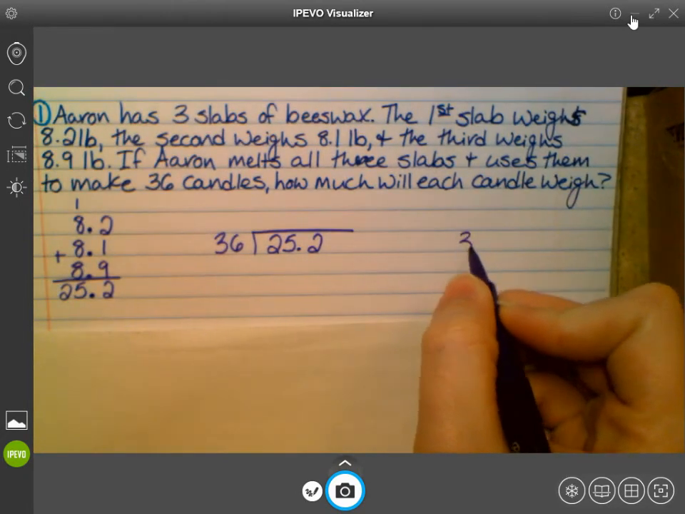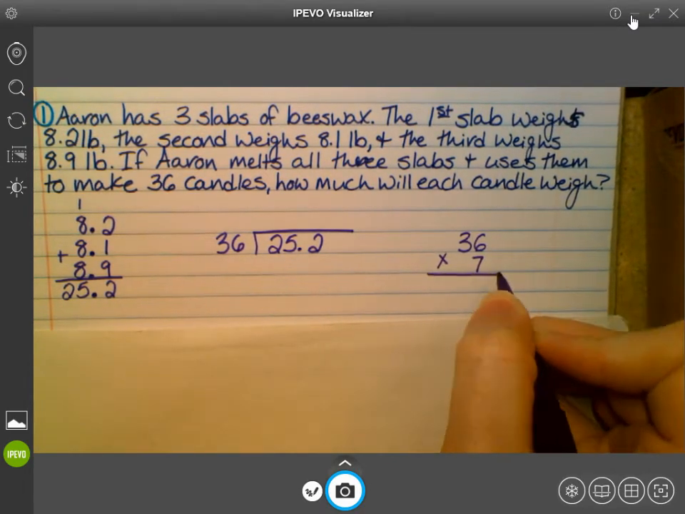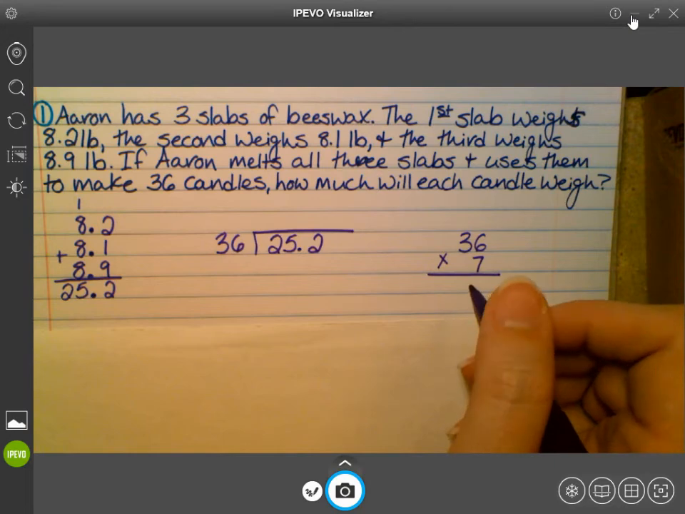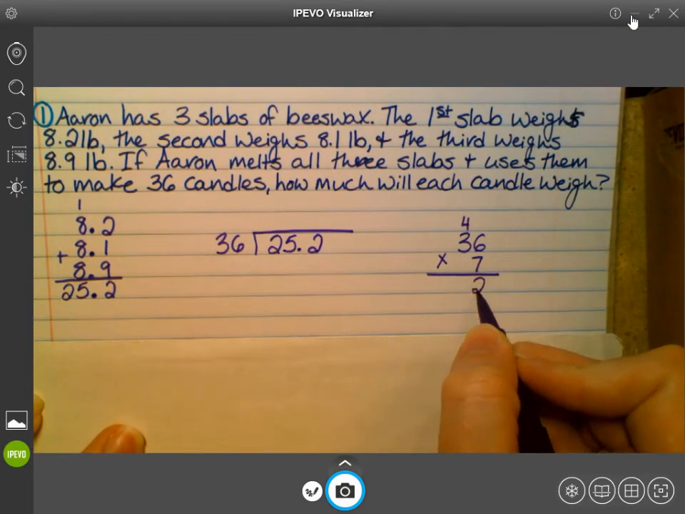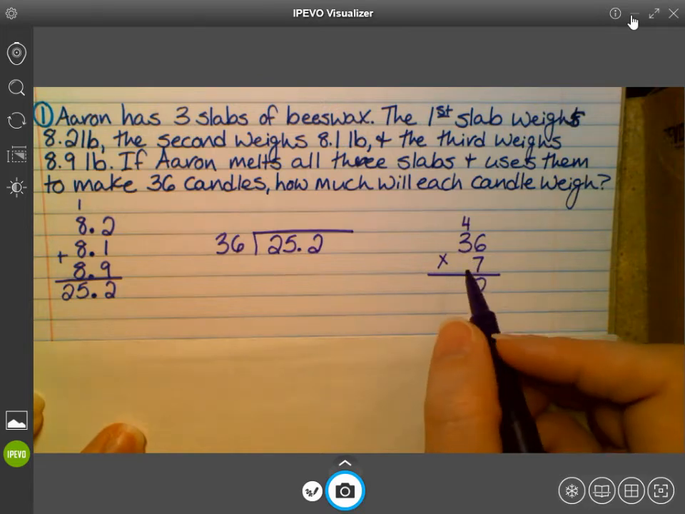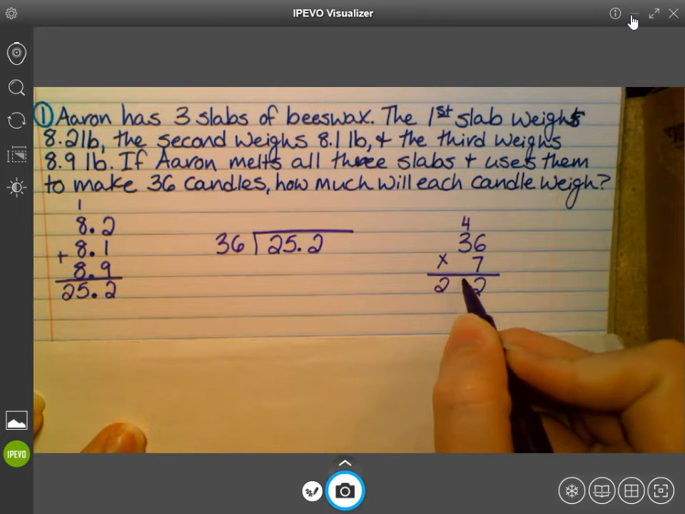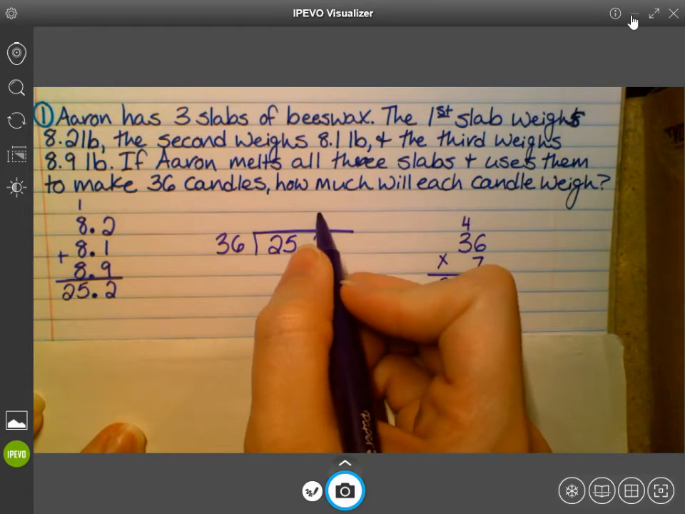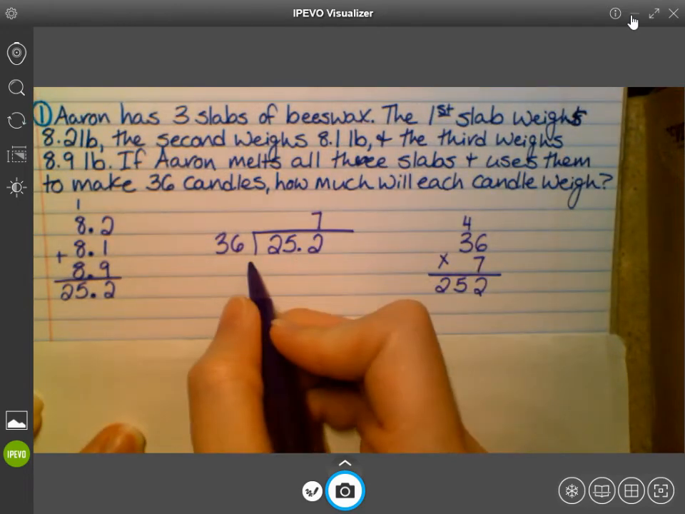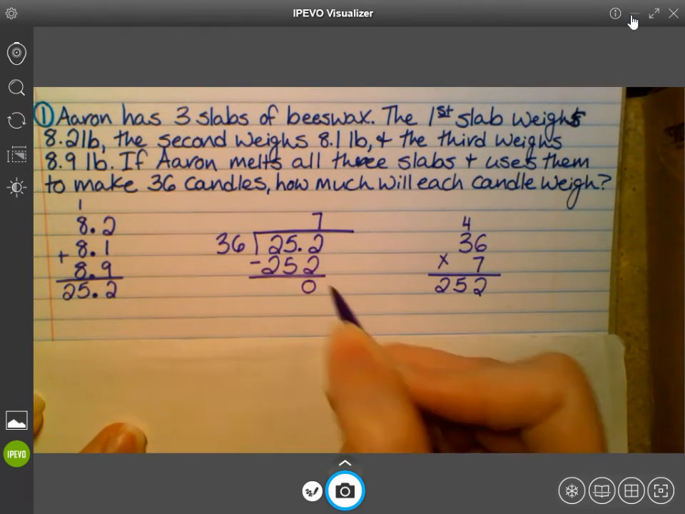So if I take 36 times 7, what is 7 times 6, 5th grade? It is 42. Carry the 4. Bring down the 2. What is 7 times 3? 21 plus 4 is 25. 252. So I'll put my 7 above the 2. Subtract 252 from 252. I get 0.